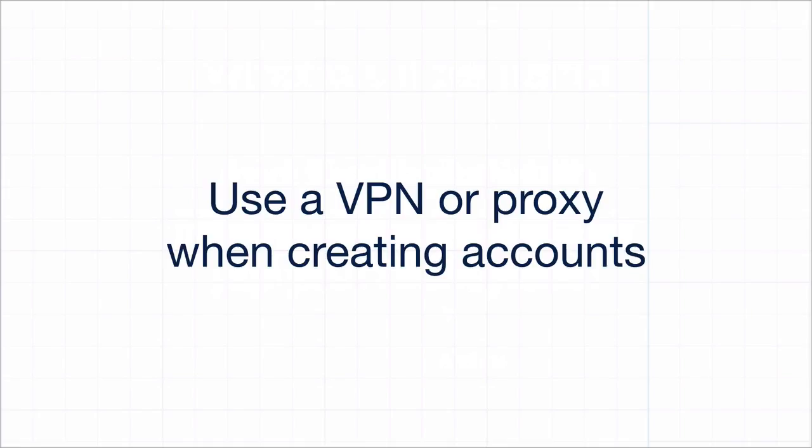Now, you also want to use a VPN or a proxy when creating these accounts. If you don't use a VPN or a proxy, then Facebook is going to know, for example, or Google is going to know, when you create 10 different accounts on YouTube, all on the exact same IP. So you need to use a VPN or a proxy when creating these accounts.